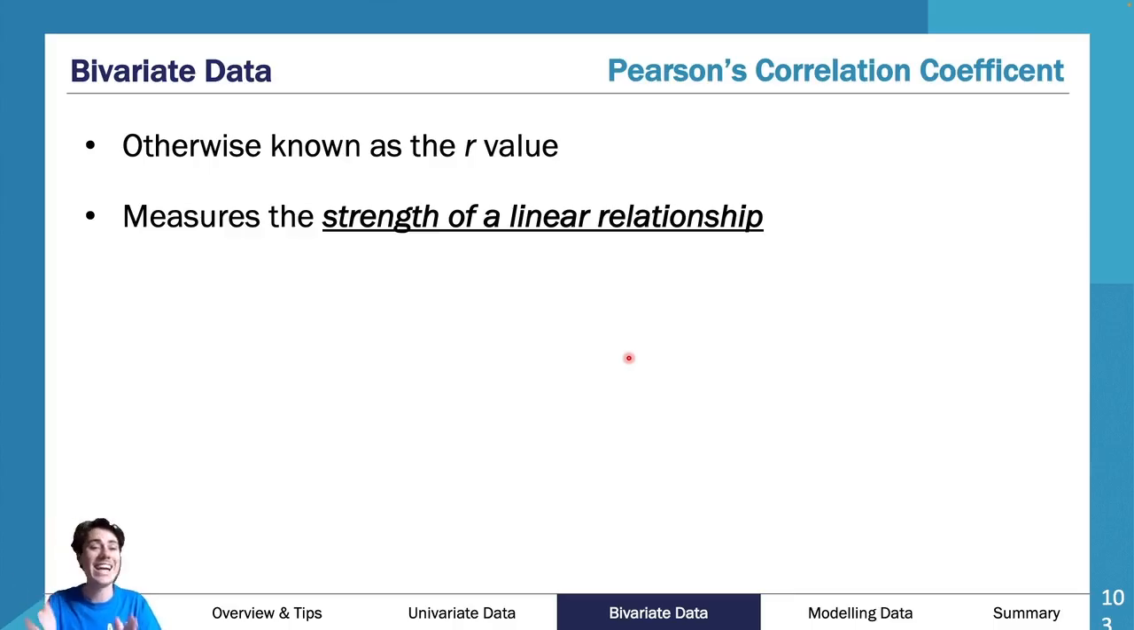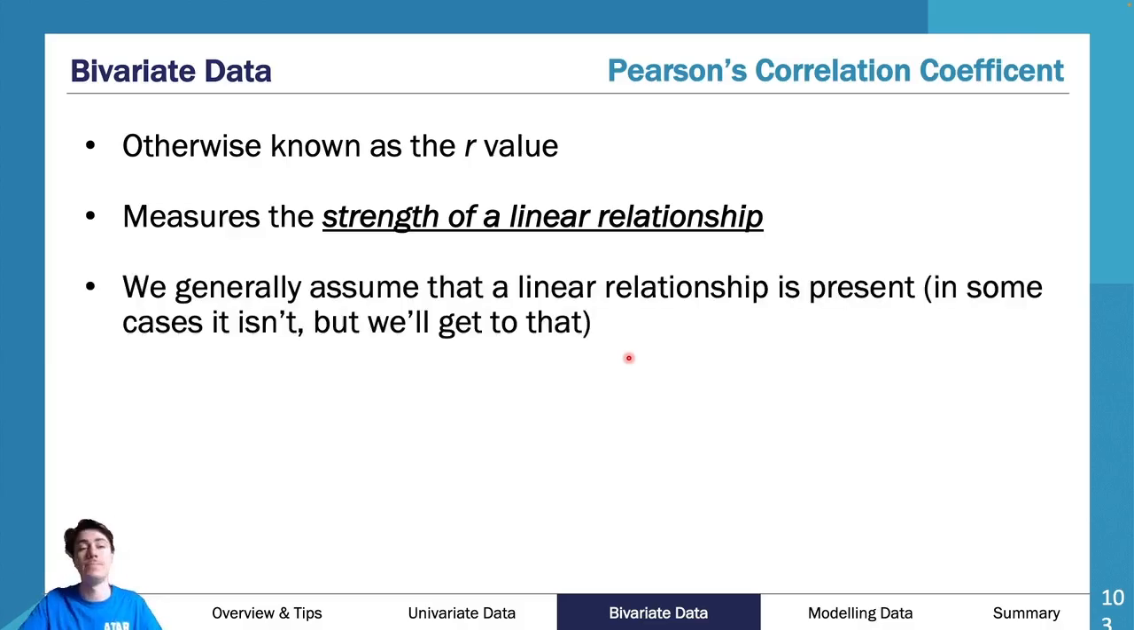And when it's linear, it generally has a trend. We generally assume that a linear relationship is present. In some cases it isn't, but we'll get to that. If there is not a linear relationship present, like your data clearly curves up and then curves down, you should never do an R value. Because if there's a clear curve to it, we assume that the data trends together, but your R value may not say that because there is a curve to it.